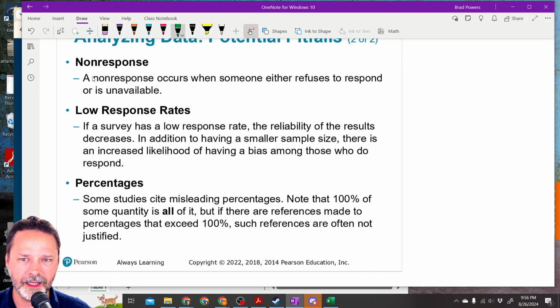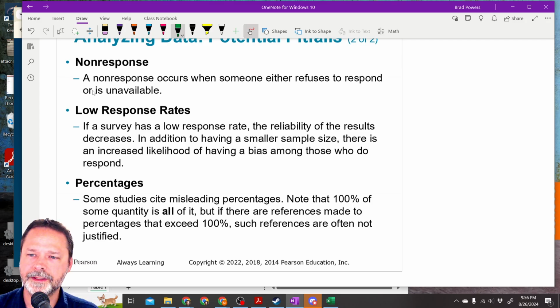We talked about it. Non-response. I'm one of those. I'm just disagreeable. It's in my nature. I'm also private. And I also don't really trust a lot of the polling agencies or have respect for them. So I don't participate. A non-response occurs when someone either refuses to respond or is unavailable.